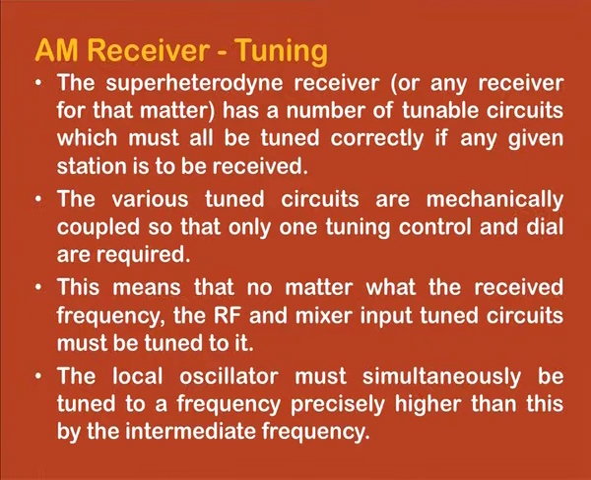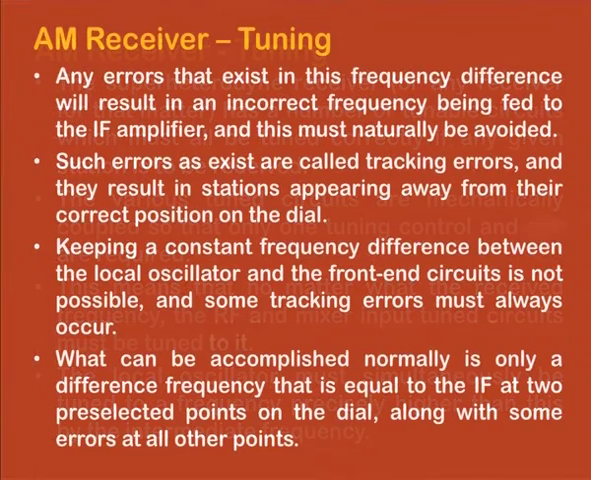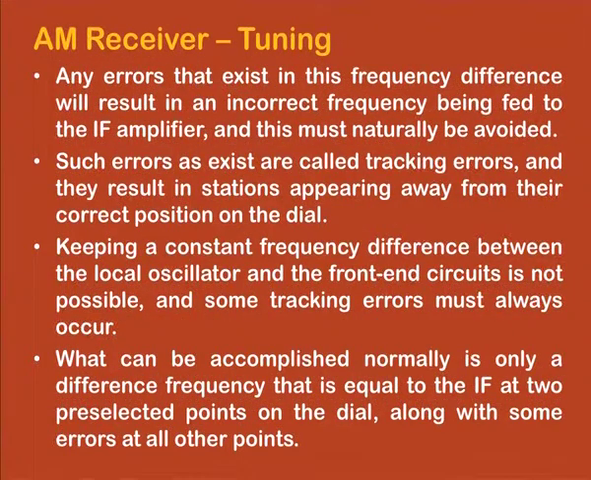This means that no matter what the received frequency, the RF and the mixer input tuned circuits must be tuned to it. The local oscillator must simultaneously be tuned to a frequency precisely higher than this by the intermediate frequency, which in the case of AM receivers is 455 kilohertz. Any errors in the frequency difference will result in an incorrect frequency being fed to the IF amplifier, and this must naturally be avoided.